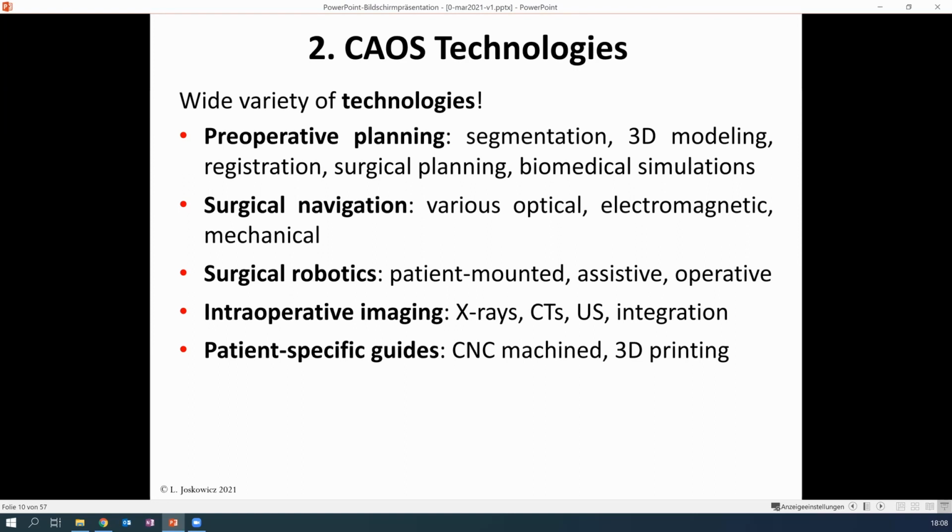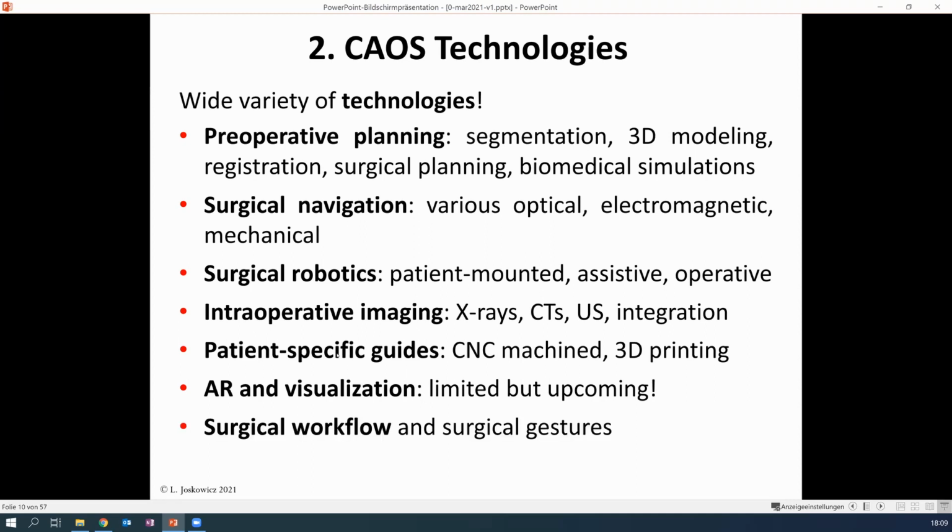These patient-specific guides are simple mechanical solutions, which orthopedic surgeons usually like a lot because they're very simple to use and intuitive. They, of course, have some drawbacks, but are very useful. In terms of augmented reality and visualization, up to recently, except for very notorious works from groups here and in Munich, we have not seen a lot of that coming along in orthopedic surgery, but this is about to change, and this is important because this might help a lot in the acceptance.